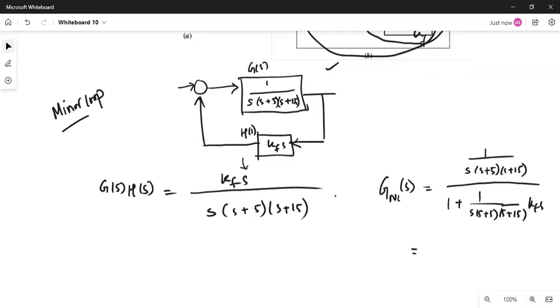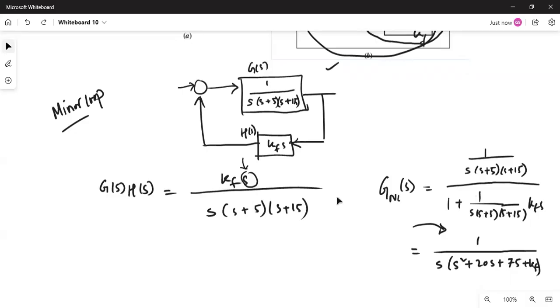If you simplify that, we already solved this in the last class, the approach 1. It gives you something like this: S by S square plus 20 S plus 75 plus KF. As you can see, that zero is not appearing in the zero of your overall transfer function. So that is why cancelling these two should not be a wise thing to do. Keep them as they are, and let's see how they impact the root locus.